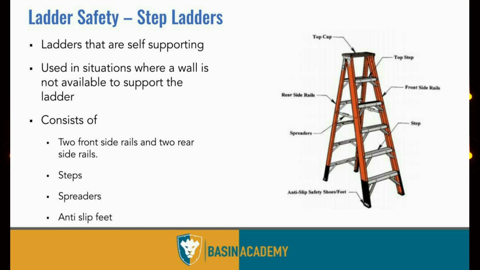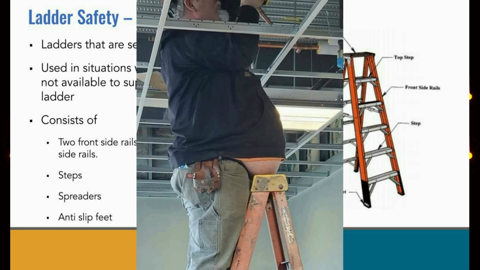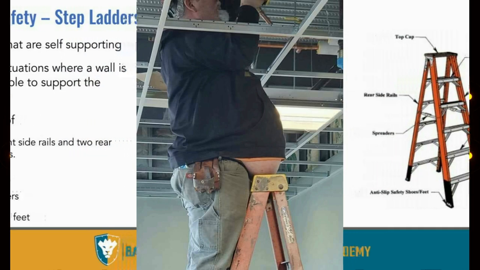Some things about ladder safety, step ladders. Ladders that are self-supporting, used in situations where a wall is not available to support the ladder. It consists of 2 front side rails and 2 rear side rails, steps, spreaders, and anti-slip feet. If you look at the illustration on the right, it shows the top cap and then the top step. Most ladders will have verbiage on these top steps to say, this is not a step. It might instead be a place to rest your gut.